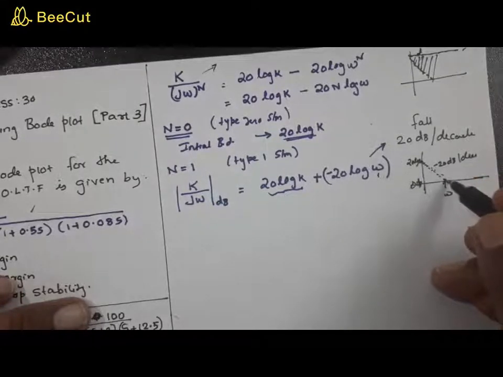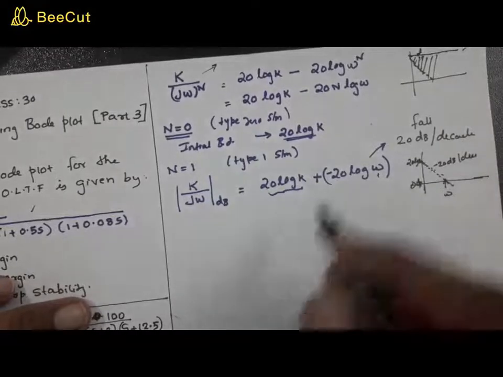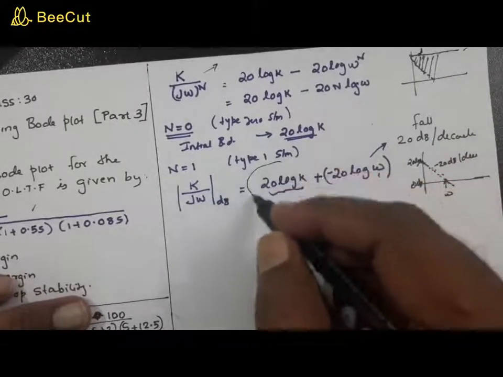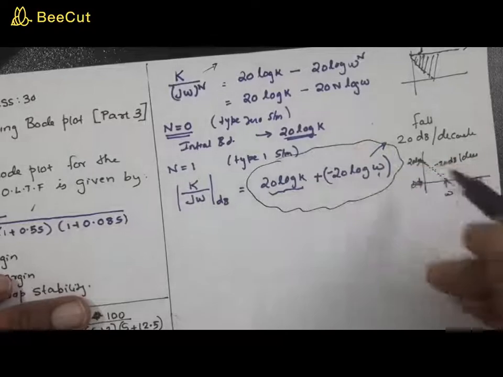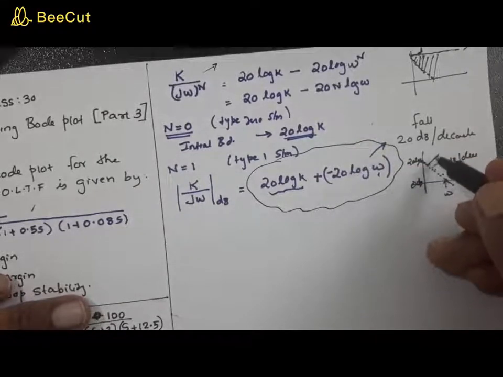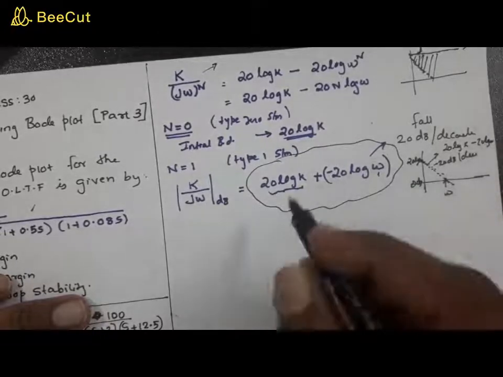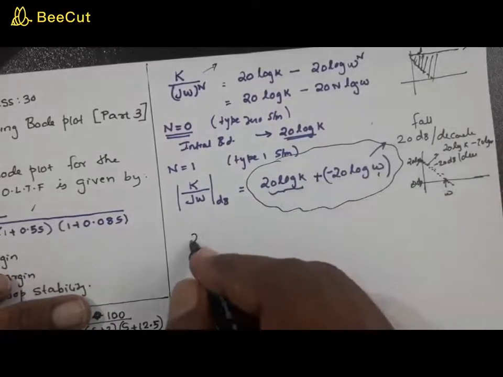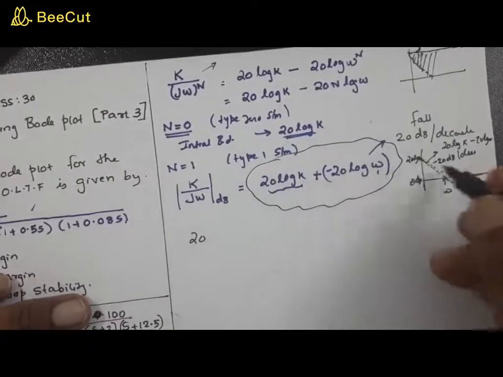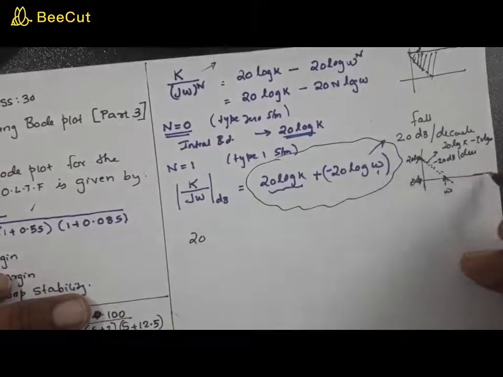So at a particular frequency, this will be meeting 0 dB. You can find that out by equating this thing to 0. This actually represents 20 log k minus 20 log omega. So if you equate this to 0, you will be able to find the omega at which this particular line meets the 0 dB.